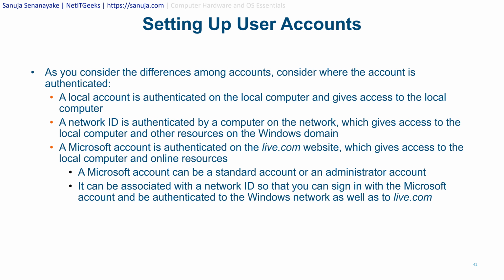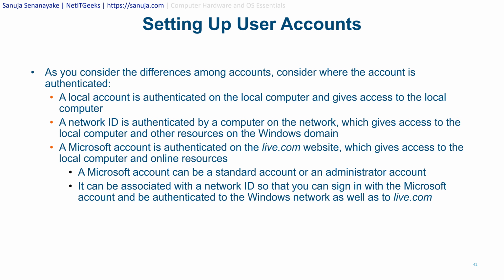As you consider the differences among the accounts, consider where the account is authenticated. A local account is authenticated on the local computer and gives access to the local computer, while a network ID is authenticated by a computer on the network, which gives access to the local computer and resources on the Windows domain. So the network ID accounts are basically authenticated through Active Directory domain controllers.